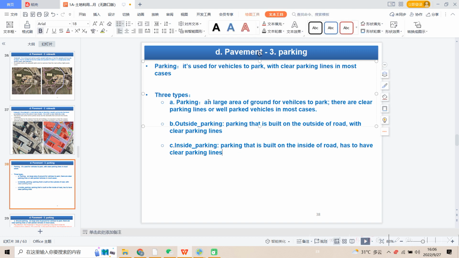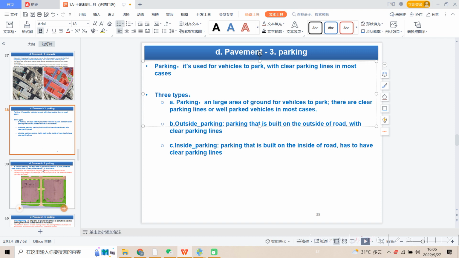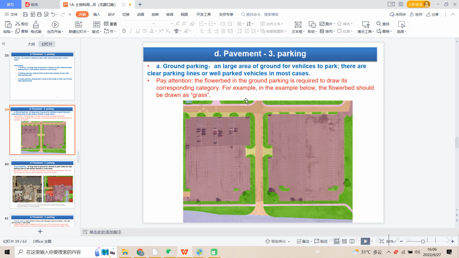First is just parking, which is a large area of ground for vehicles to park, and there are clear parking lines or well-parked vehicles in most cases. And there's outside parking, that is parking built on the outside of the road with clear parking lines. And there's also inside parking, that is built on the inside of the road and has to have clear parking lines. All right, after we understand the three types of parking, then we can move to the actual examples of what we see of parking in our project.